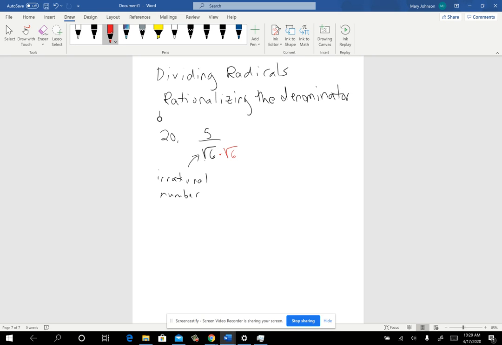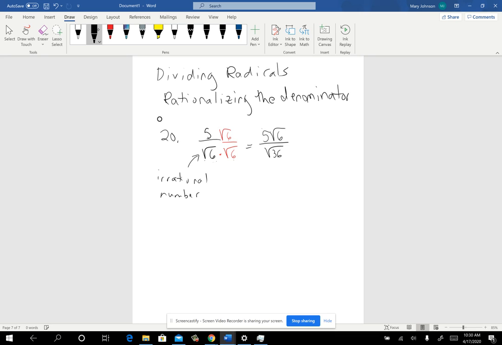If we do that on the bottom, though, we have to do that on the top, so we haven't really changed the problem. We've just changed the name of it. So 5 is an outside, 6 is an inside. So that would just be 5 square root of 6. But see how both of those 6's are inside? So you really have square root of 36 down there.